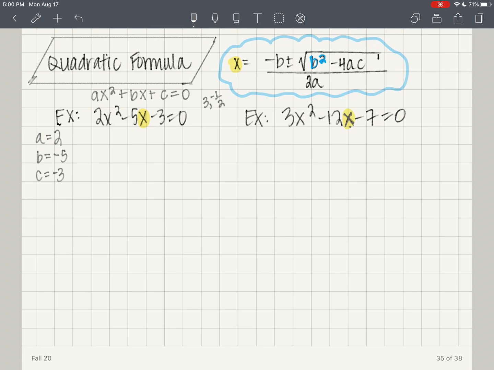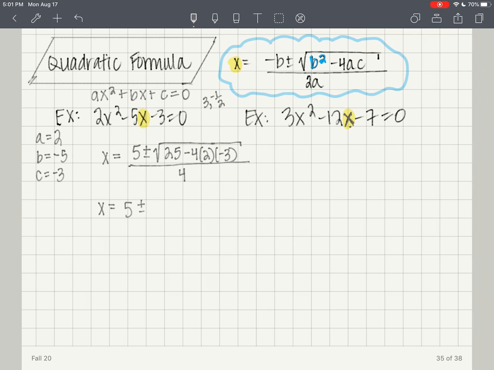So I'm going to show you on this one some numbers that we're familiar with. X equals the opposite of b plus or minus the square root of b squared. Now that b squared is highlighted in blue up above in the formula because that b squared term will always be positive, minus 4ac. And that's all over 2 times a, which is 4. 2 times 2 is 4.